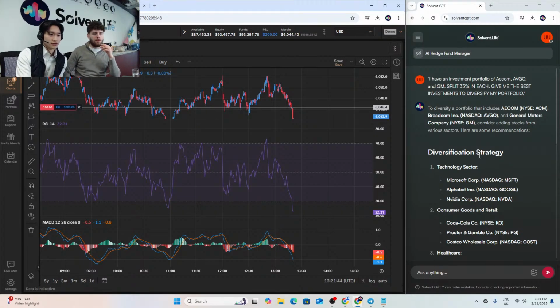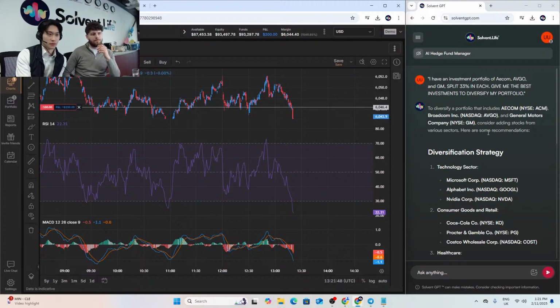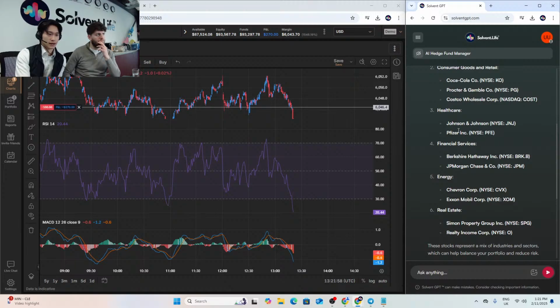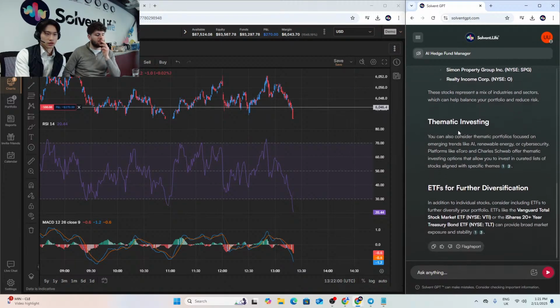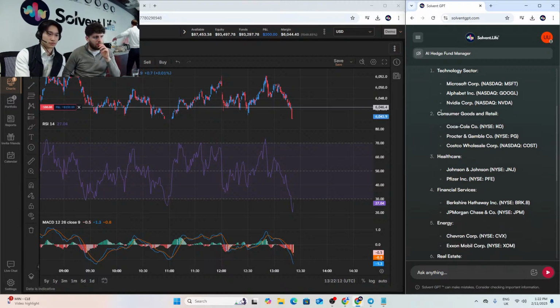So here we have it suggesting which sectors, based off of the given sectors that we hold stocks in, will best diversify the portfolio. Now here we have different strategies. So if you want to diversify within the technology sector, it gives you 3 different companies within there, and that's given for each one of these that you see here: consumer goods, healthcare, financial services.